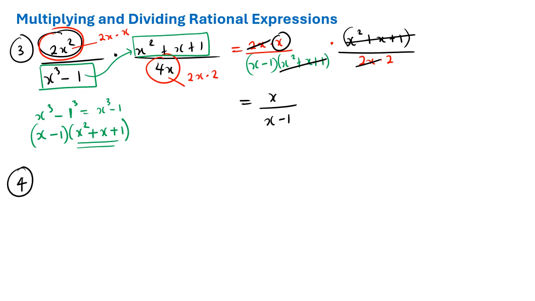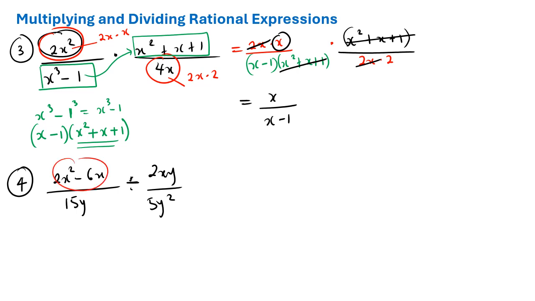So for number 4, we're looking at 2x squared minus 6x divided by 15y, because sometimes you can have different variables in your expression. And then you're looking at 2xy divided by 5y squared. Again, you can take this piece by piece. First I will start with this and factor that into something. I know that there's a 2 here, there's a 2 here, and there's an x here, there's an x there. So which means I can factor that into 2x times x minus 3.